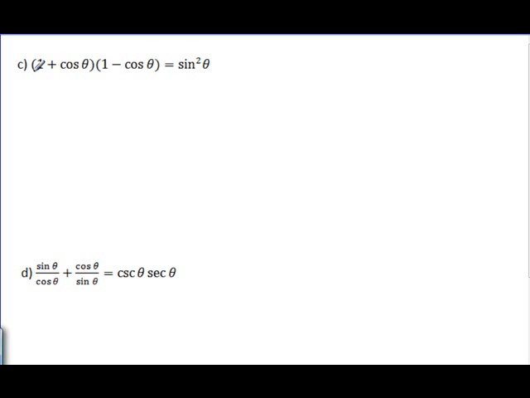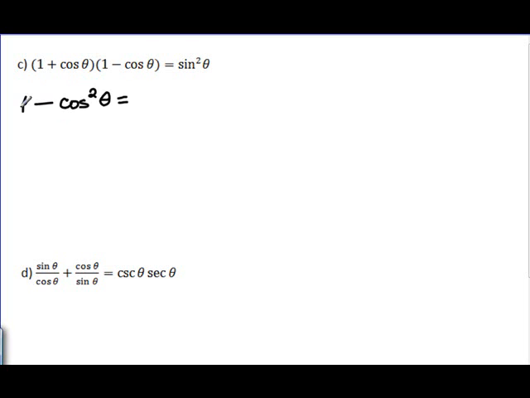But let's look at this product. If we multiply, 1 times 1 is 1. Remember to do the outer would be negative cosine theta. The inner would be plus cosine theta, which those divide out. And then cosine theta times negative cosine theta would be minus cosine squared of theta.